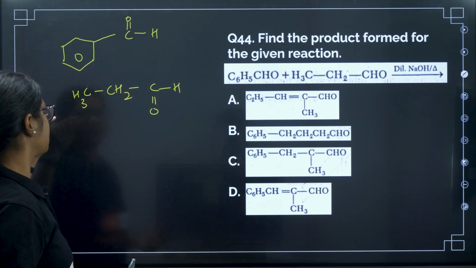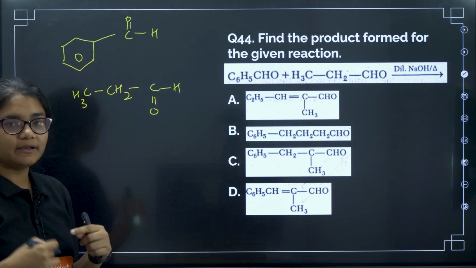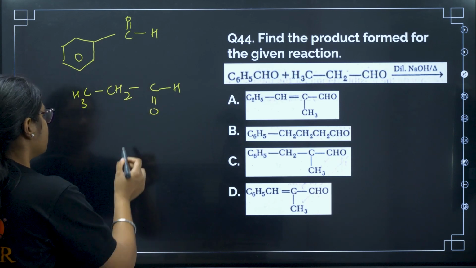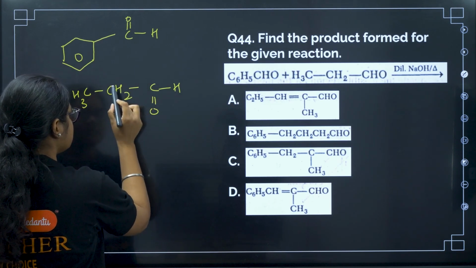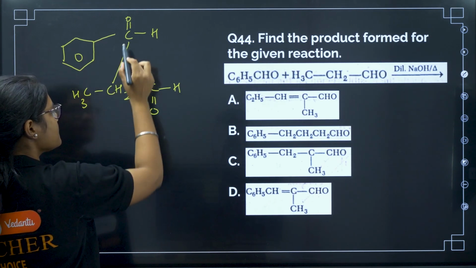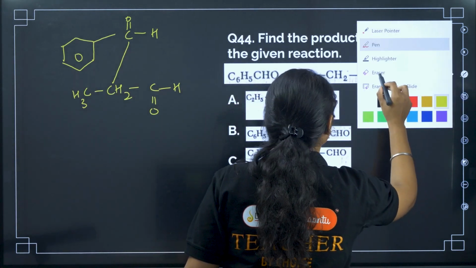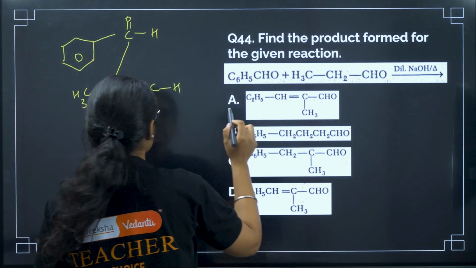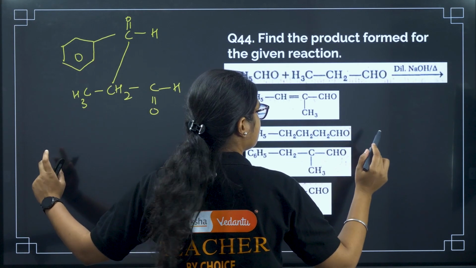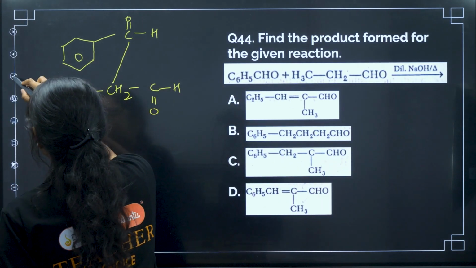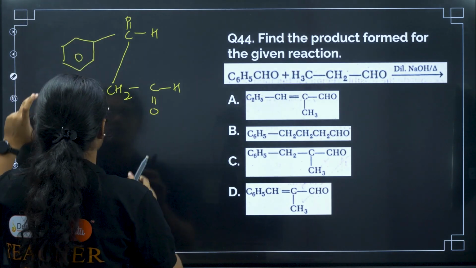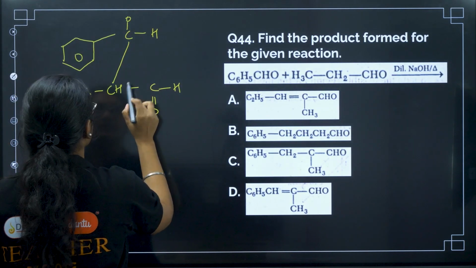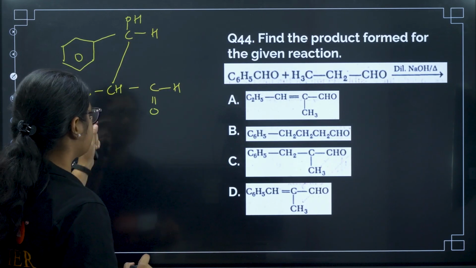In aldol condensation, the compound having alpha hydrogen will behave as a nucleophile and will attack the carbonyl carbon of the other compound. If you see this one, here this is the alpha carbon, so we can connect this carbon to this carbon, and then we have to remove one H here, and add one H here. So what I'll get is CHOH, right? This is the product formed.